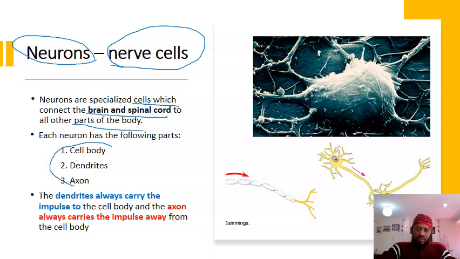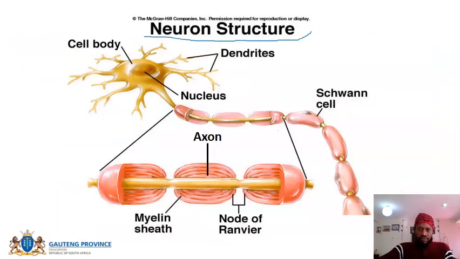Now, these are the major parts that make up a neuron, otherwise a nerve cell. We'll have a cell body. We'll see it on the next slide. We'll see dendrites. We'll see axons. Point to notice, dendrites always carry impulses towards the cell body. Meanwhile, the axon always carries impulses away from the cell body. Now, this is the structure of a neuron. Let us look at the structure of a neuron in detail.